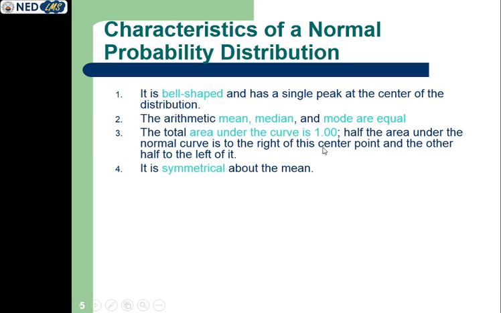The total area under the normal distribution curve, because it is a PDF, must be equal to 1. Half the area lies to the right of the center point, and half lies to the left. Again, we make a graph of the normal distribution. This is mu, where mean, median, and mode, all three measures of central tendency, are equal. The right tail area and the left tail area from this central point mu are always equal, 50% each. So this is characteristic number 3: it is symmetrical about the mean, always a symmetrical graph with equal areas.